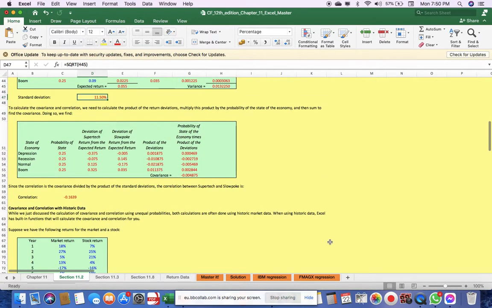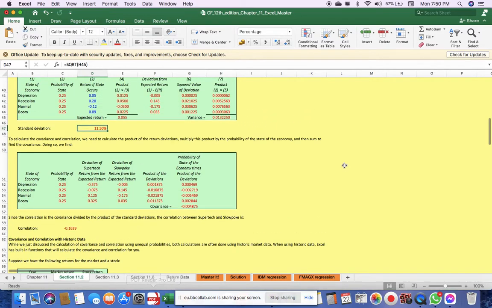But then what do we calculate? We calculate the correlation. How do we calculate that? Probabilities are given here and the deviations are the deviation of Supertech from the expected return and the deviation of Slowpoke from the expected return. When you multiply the deviation of Supertech and the deviation of Slowpoke, you get the product of the deviations without squaring. You just multiply the deviation of Supertech with the deviation of Slowpoke, multiply with the probability, total this, and you will get the covariance.